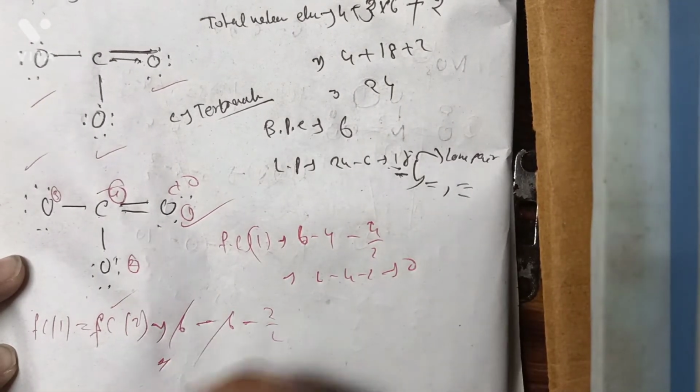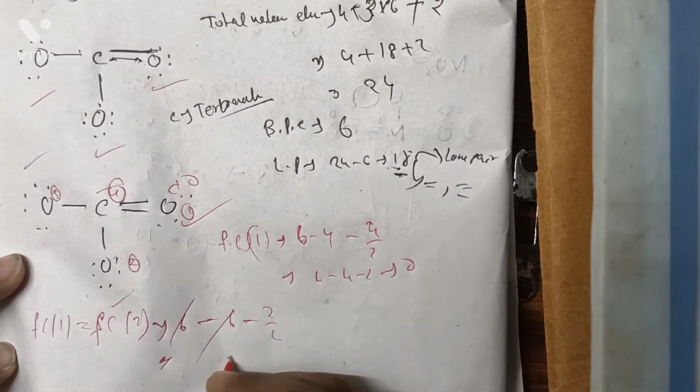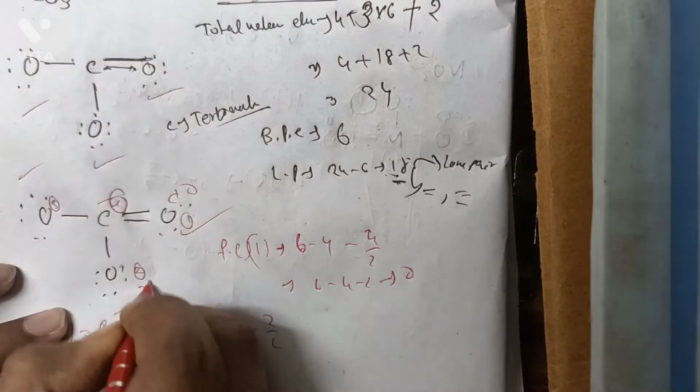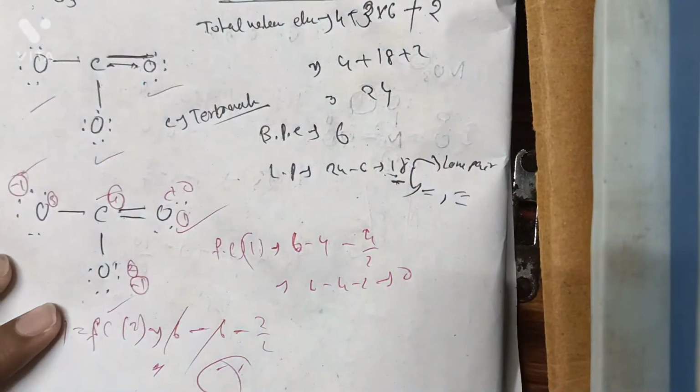So as you can see, 6 minus 6 is 0, and 2 minus 1. So this comes out with -1, and this comes out with -1.